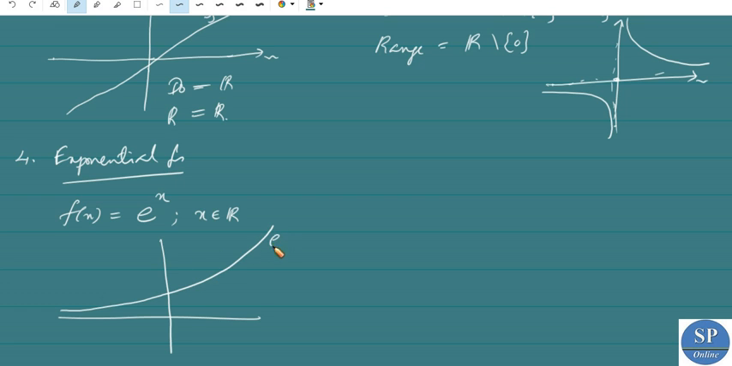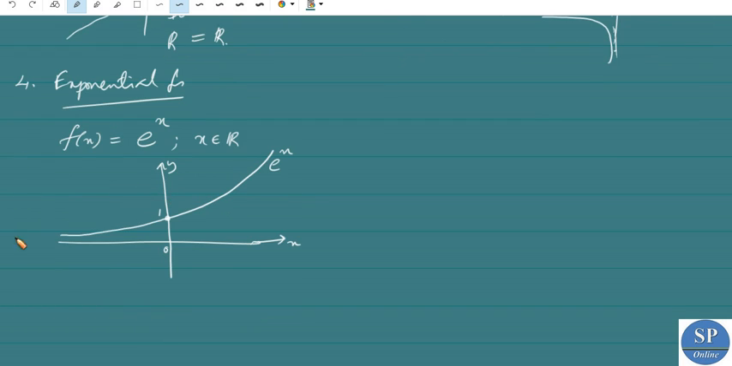Okay, so this point will be, when x equals 0, we have e power 0 is 1, so this point will be 1. Okay, so what will be the domain and range of this exponential function? So domain is nothing but this function is defined for all x belongs to R. Okay, for all x belongs to R, it is defined. So domain is the set of all real numbers.